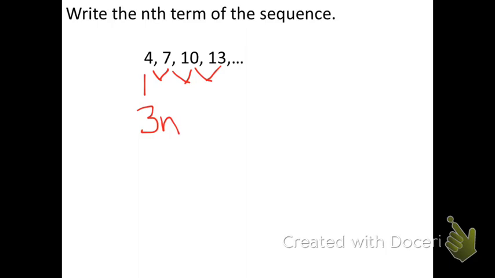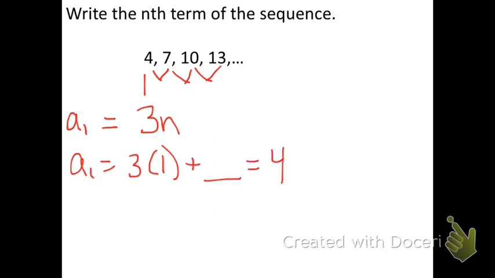So let's think about this. If a sub 1, we want it to be something. We want it to be 3. So a sub 1, we want to be 3 times 1, we want to plug in 1 for n, plus something, and it has to equal 4. So 3 times 1 is 3, and 3 plus what is 4? 3 plus 1 is 4. So how about if we wrote a sub n is 3n plus 1?